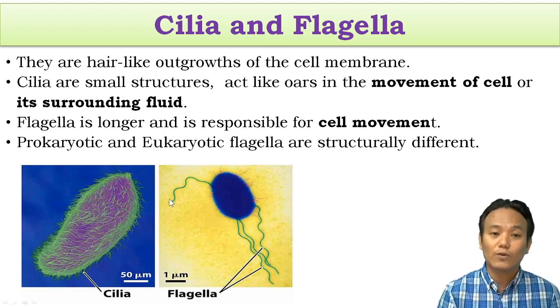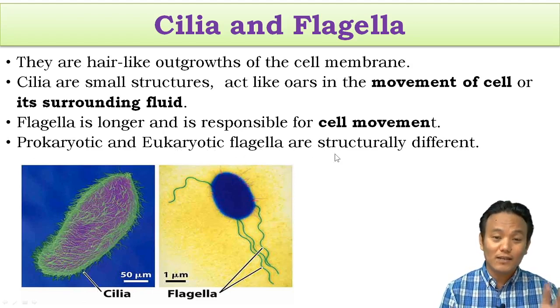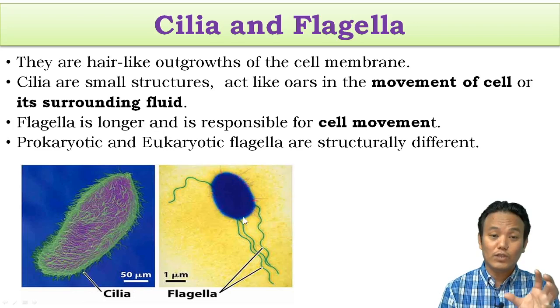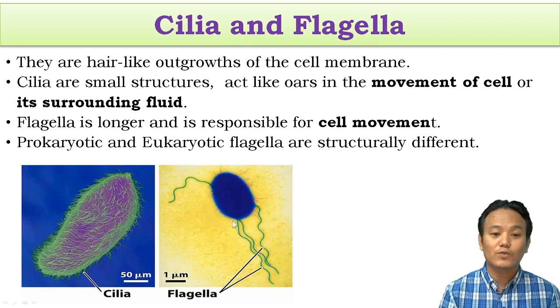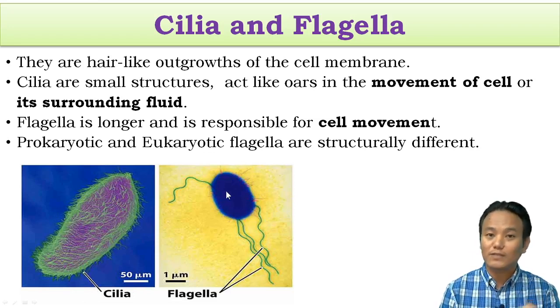Now prokaryotic and eukaryotic flagella are a little bit different structurally. The prokaryotic bacteria can be multiflagellated, while sperm cells have got only one flagella. And then there are other unicellular organisms which have got flagella. So these are all flagella.